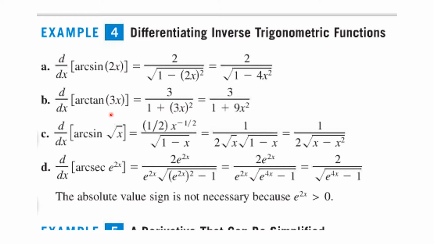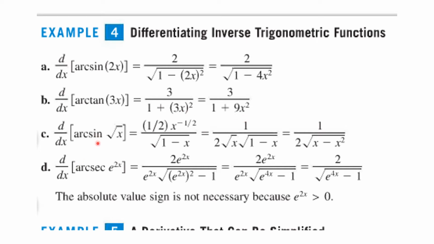Similarly, the derivative here is the arctangent of, we have a u, so we have to use the chain rule. So this is going to be 1 over 1 plus u squared, and u of course is 3x, so it's 3x whole squared times du dx, which is 3. And again, we note that 3x whole squared is 9x squared.